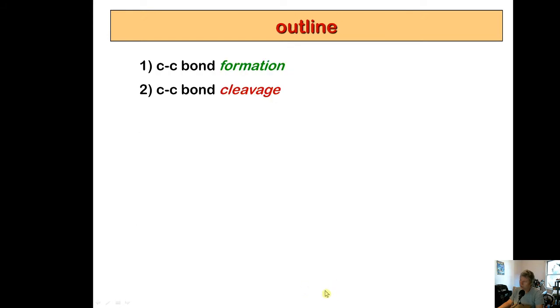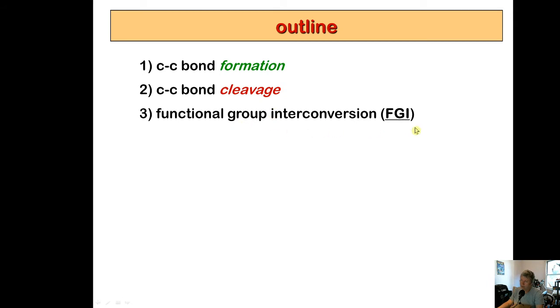Okay, so what are we going to talk about? We're going to talk about C–C bond formation, all the different ways of forming C–C bonds, and C–C bond cleavage, and there's not as many ways to cleave bonds in organic chemistry. Then functional group interconversion, so ways to transform one functional group into another, and we've seen lots of these, and it's just another class of reactions to know about.